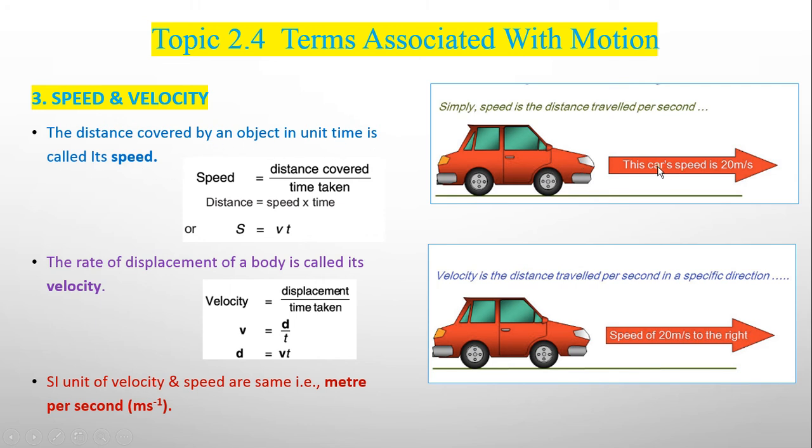You can see here this car has speed of 20 meter per second, means this car is moving with speed of 20 meter per second or covering 20 meter in 1 second. So you can say speed is the distance traveled per second. Here is the formula for speed: speed is equal to distance covered divided by time taken. You can also find out the distance from this formula as distance is equal to speed multiplied by time.